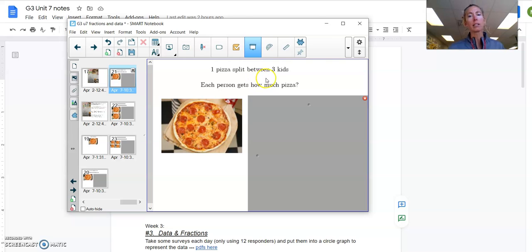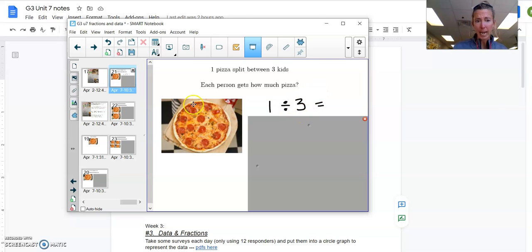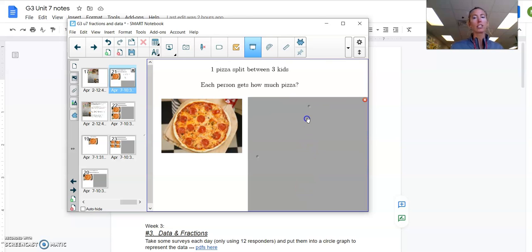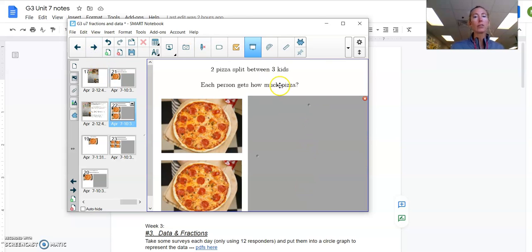What if we have 1 pizza split between 3 kids? Then how much is each person going to get? Well, we have 1 pizza divided amongst 3 kids. We split it up in this picture here. They're able to say, oh yeah, that represents 1/3. Yeah, and look at that. That's what we see in our division. It's 1/3.